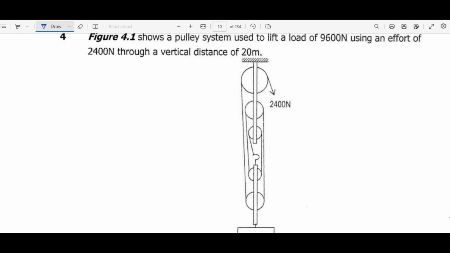The pulley system is an example of a simple machine. The simple definition that we can give to a simple machine is that it's just a mechanical device that can make the work easy. Now, how can a simple machine like this one make the work easy?